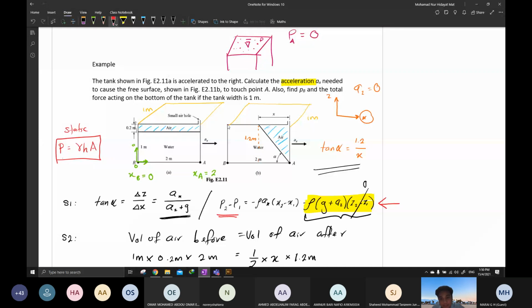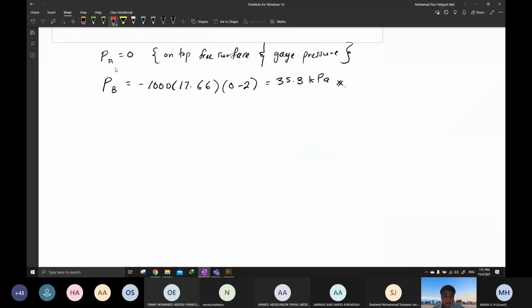Okay, that means the pressure at point A is equal to 0. The pressure at point B is equal to 35.3 kilopascal. It is decreasing linearly because this is exposed to the free surface. Hence, we can use the average pressure over the bottom of the tank, because it is linearly decreasing.